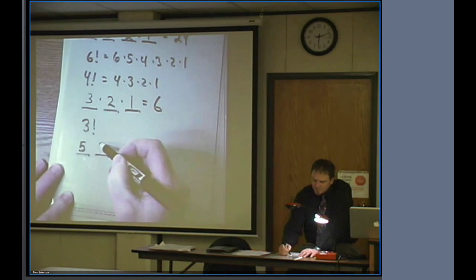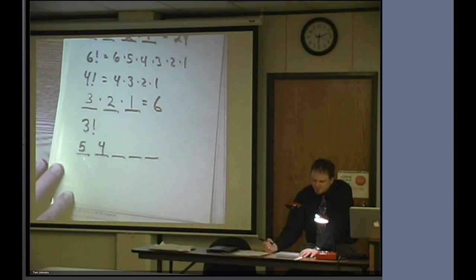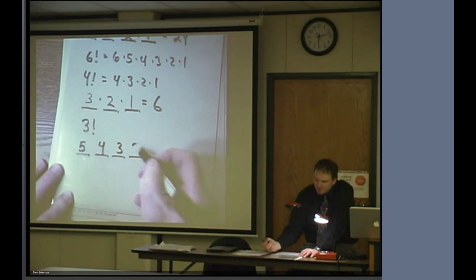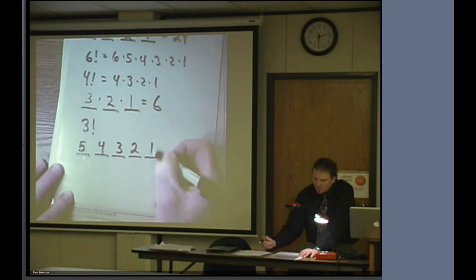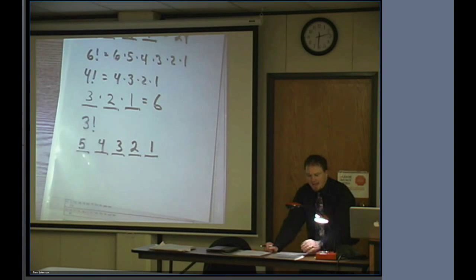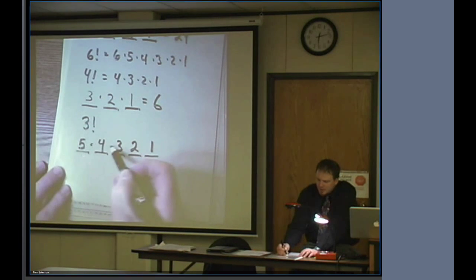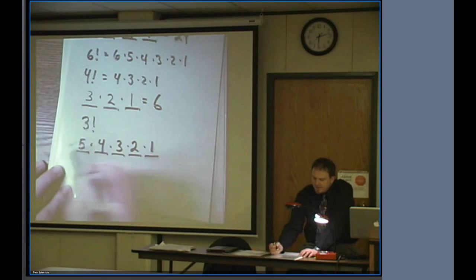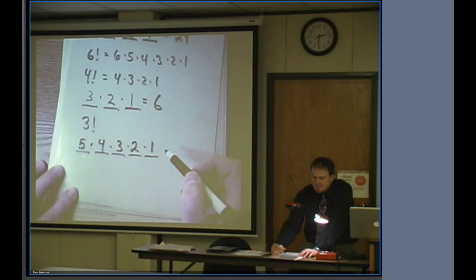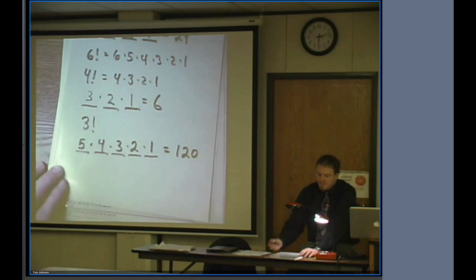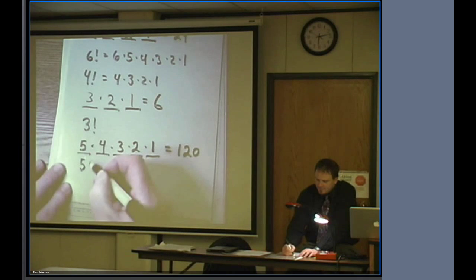Then we've got the next one, we've got 4 options. And the next one, we've got 3 options. Then 2 options, and then 1 option. So we're just arranging those numbers, and this is the number of possible permutations, possible options that we would have. 5 times 4 is 20, times 3 is 60, times 2 is 120, times 1 is still 120. And that would be written as 5 factorial.